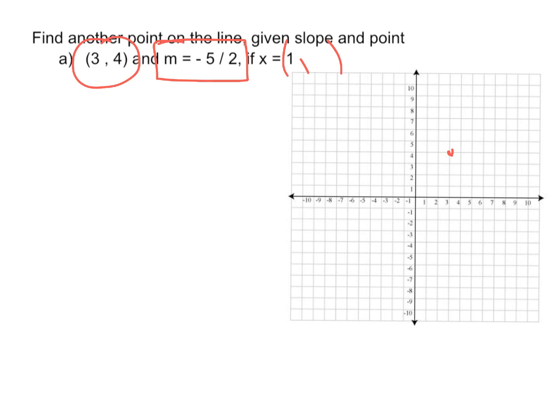Okay, so what you can do is you can actually use your m value to figure this out. So you know that m equals negative 5 over 2, and you know that this is your rise, and that's your run. And so your rise is negative 5, so it means you're going to go down 5 and over 2. So if I go down, I'm just going to try to approximate this. 1, 2, 3, 4, 5. Okay. So I'm going to go down 5 to right here, and then over 2. And there is my next point right there.